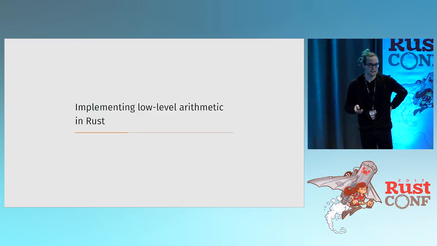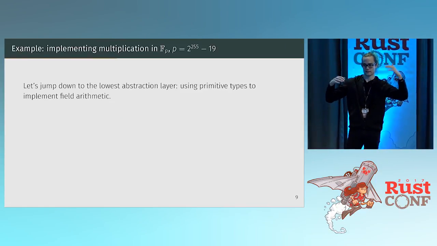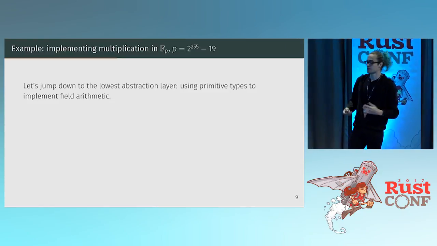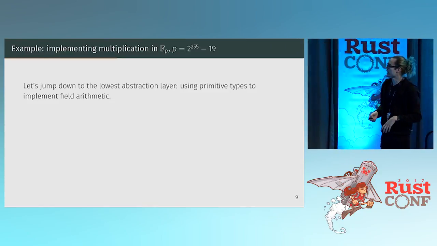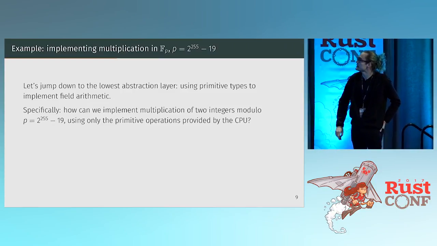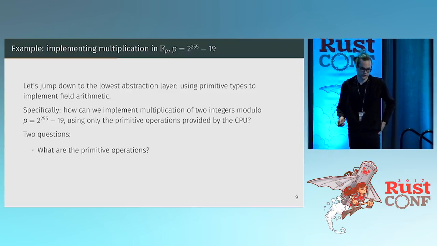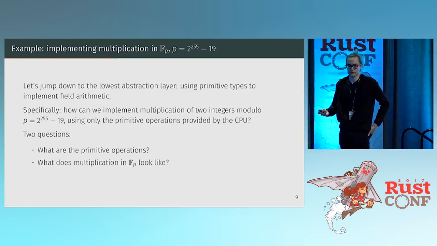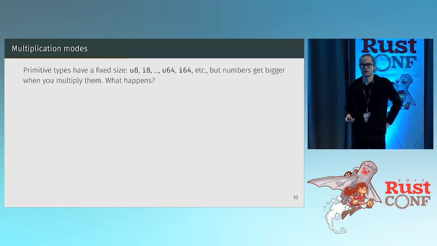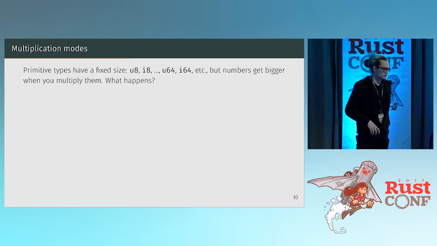Hi. As you saw in one of the previous slides, there's a table of the different pieces. Since that's kind of large, as an example we're just going to go through one thing that we do. As part of this, we have to implement field arithmetic for integers mod p, where p is 2 to the 255 minus 19. Let's see how that works as a worked example. We're trying to do this only using the operations available on our CPU. To figure out how, you need to answer two questions. First, what are our actual primitive operations? And also, what does the multiplication look like?